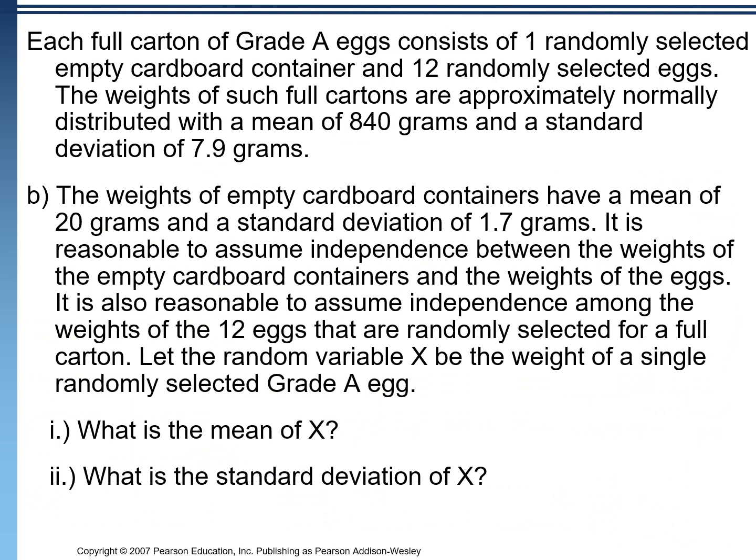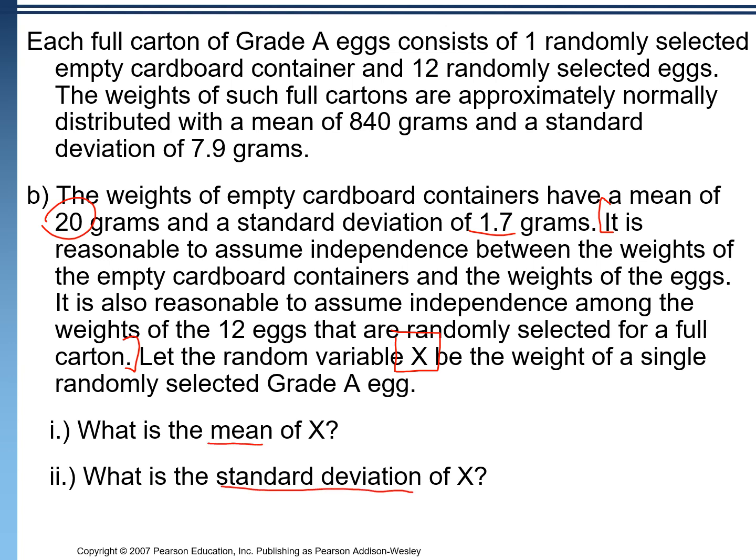In part B, it tells us that the weights of these empty cardboard containers is 20 grams with a standard deviation of 1.7 grams. It's followed by a whole bunch of information saying that all of these things are independent of one another. There's 12 eggs in the carton. They're all independent. The weight of the carton is also independent. We don't know what the eggs weigh. We're going to let X represent the weight of a single egg. And then in the 2 sections for part B, it's saying what's the mean of X, what's the standard deviation of X.